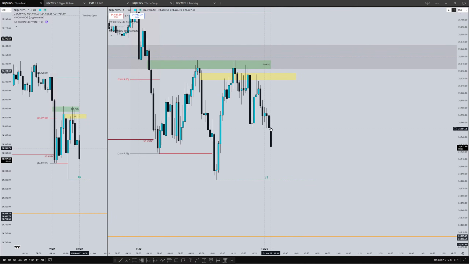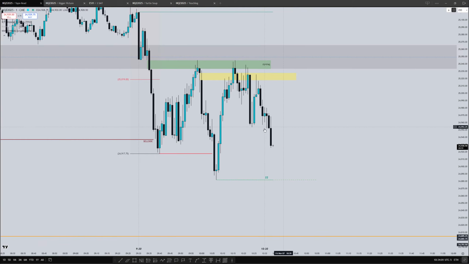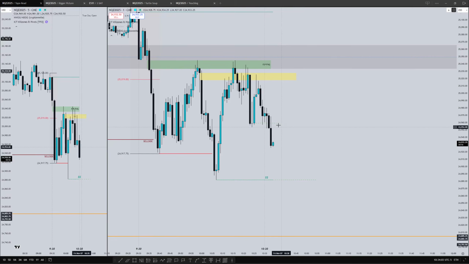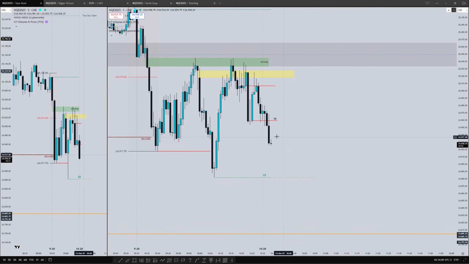So this, well, short to the draw, but this right here would have been a nice entry if using this as an OB minus. This and this, right? This becomes a propulsion block. So if we can get an immediate rebalance back up to this swing high, which we may not get, this may be left open as like a breakaway gap. Potentially use this as an entry, but let's wait and see.